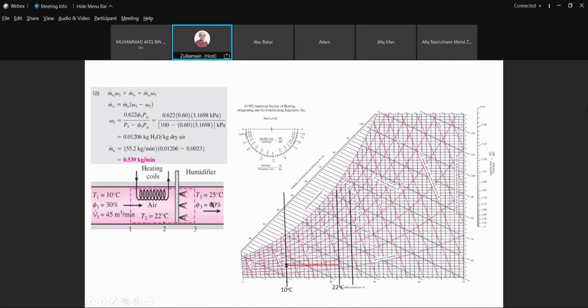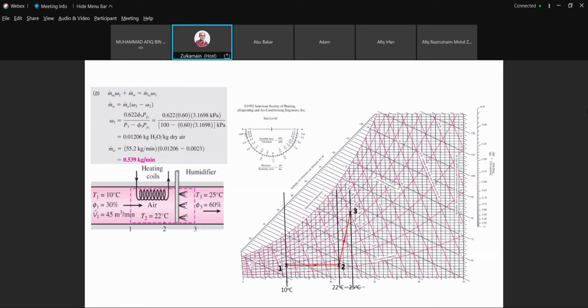And then after that, we are going to have the temperature at 25 degrees C. Then we are going to get it at 60% RH. That should be our state 3. So this is state 1, state 2, state 3. This is the path of the process, 1 to 2, 2 to 3. That is the numbering of the states.